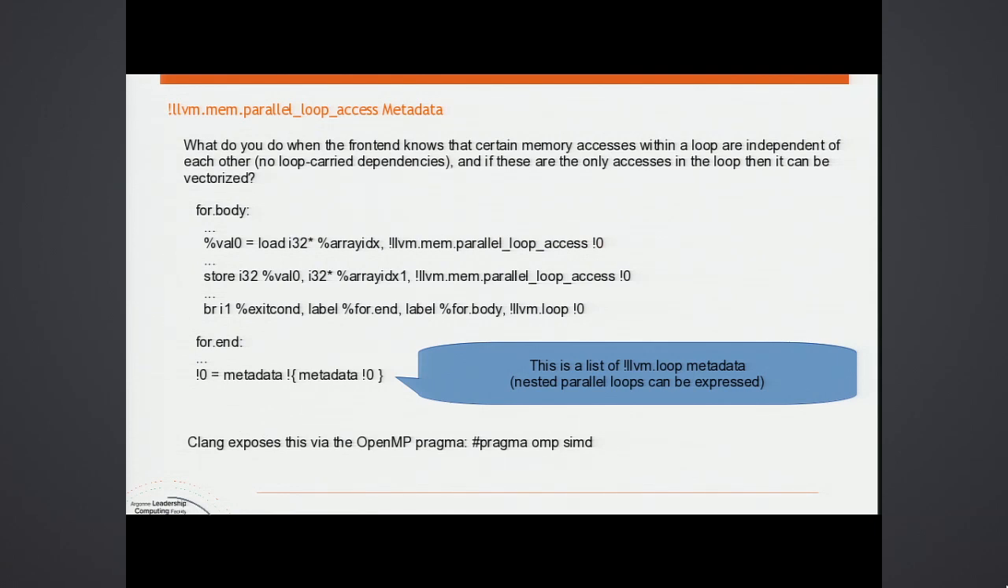So if you need a way of overriding the vectorizer's safety checks, like in the Intel compiler, you get pragma ivdep, and in OpenMP we have this pragma omp simd, which Clang now supports. If you put the pragma omp simd on top of a loop, it will cause this metadata to be emitted, and the vectorizer will vectorize it, even if it could not otherwise prove that there were no dependencies, et cetera.